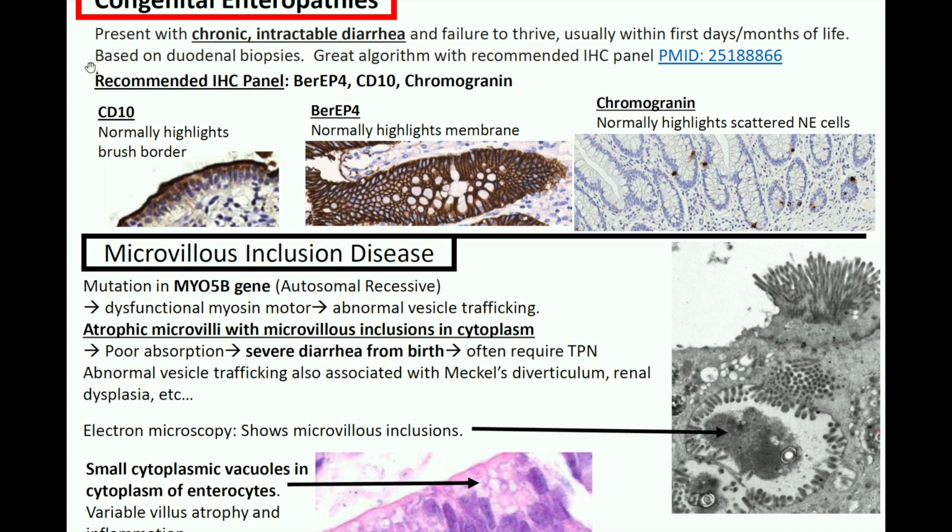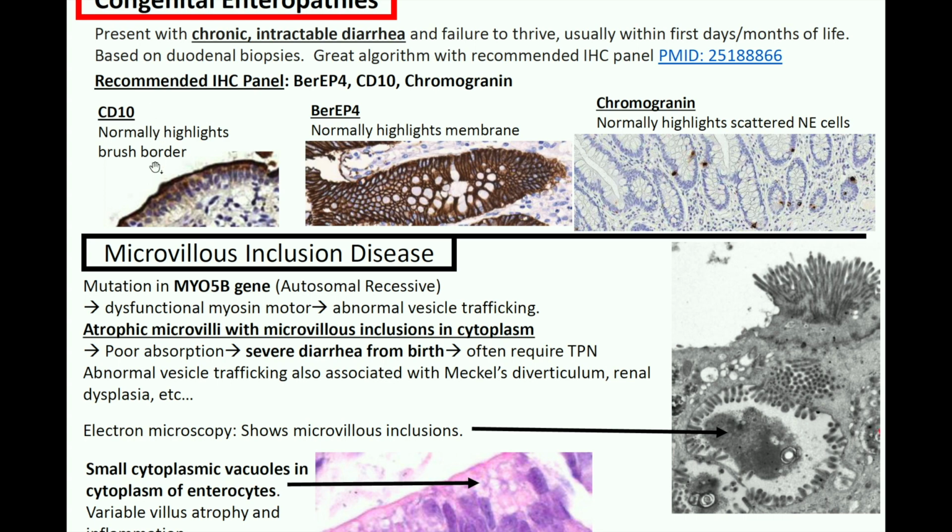All right, our next category are congenital enteropathies. So these present with chronic intractable diarrhea and a failure to thrive, usually within the first days or months of life, based on duodenal biopsies. So you can follow this link here, which gives you a great algorithm with recommended IHC panels to work these up. So a recommended IHC panel for congenital enteropathies is BerEP4, CD10, and chromogranin.